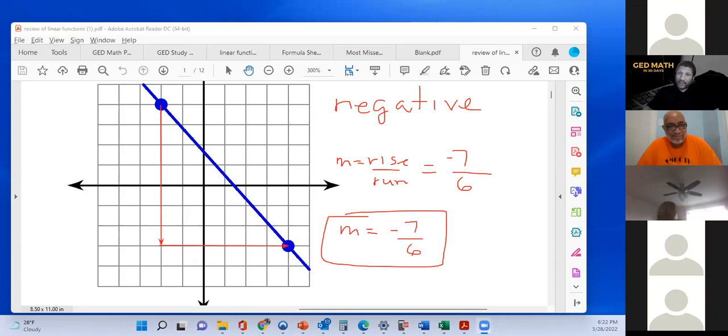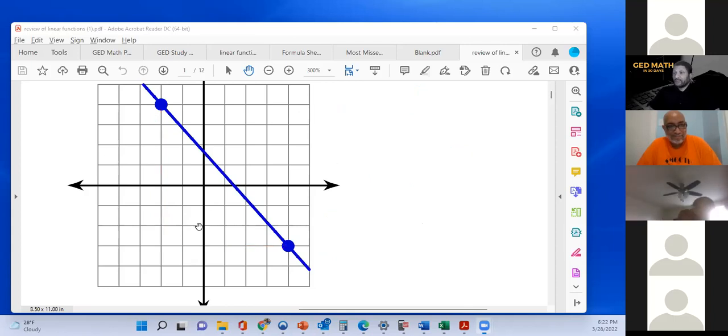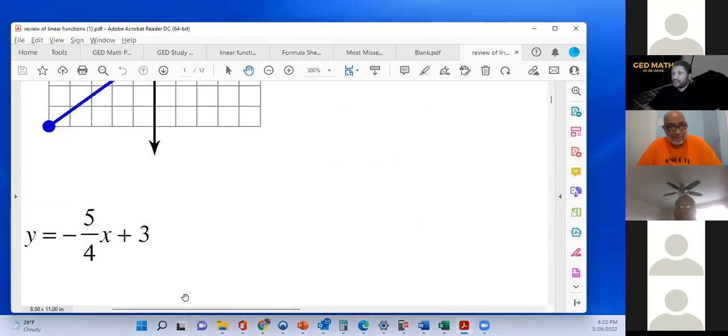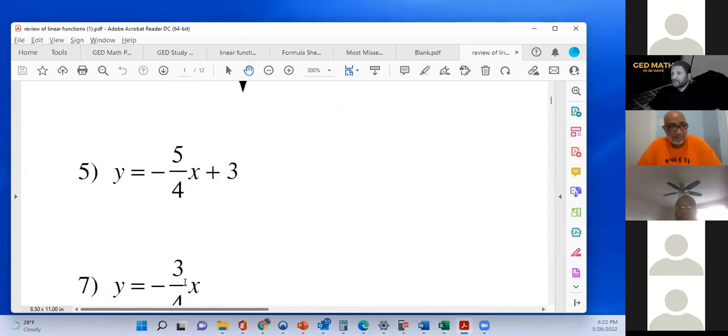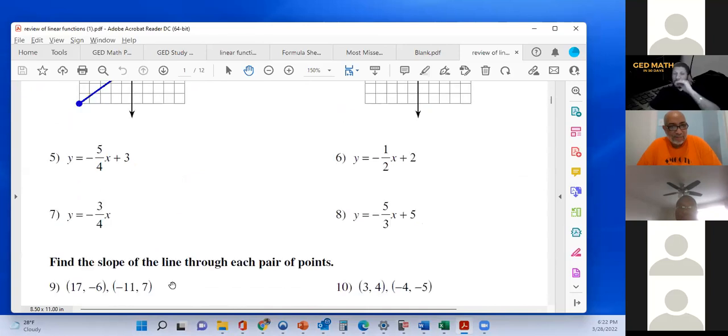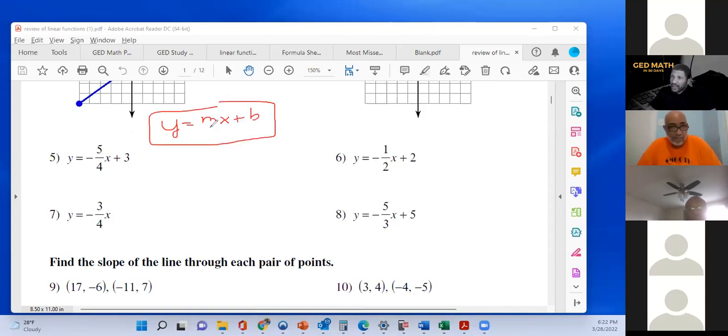Okay. Now, slope from an equation. Again, I sent you this worksheet. You got enough practice. What is the slope-intercept form of a linear equation again? y equals mx plus b. So what this is telling you is that whatever is in front of your x is your slope.